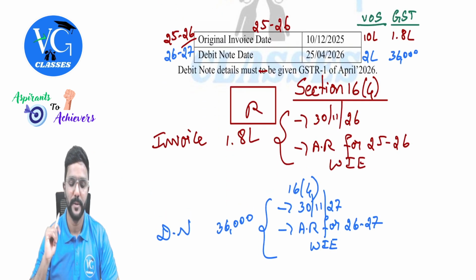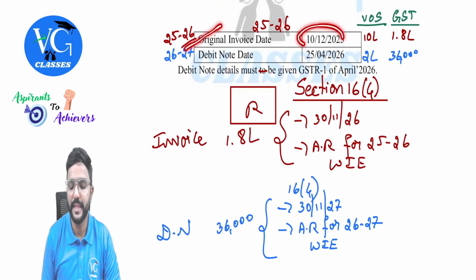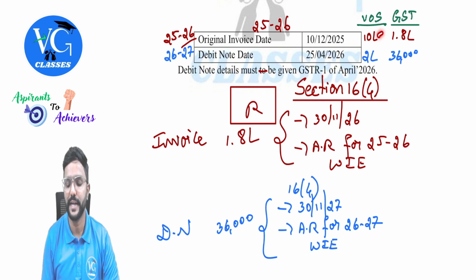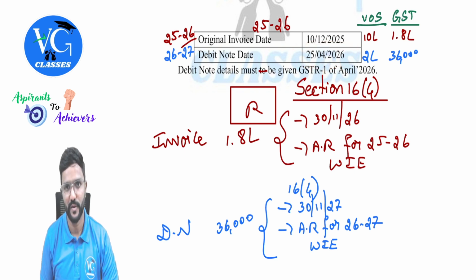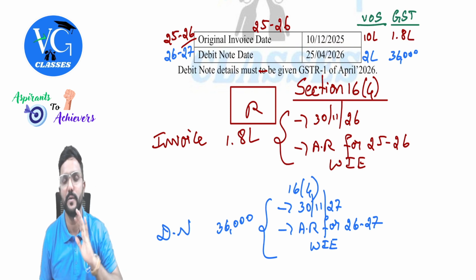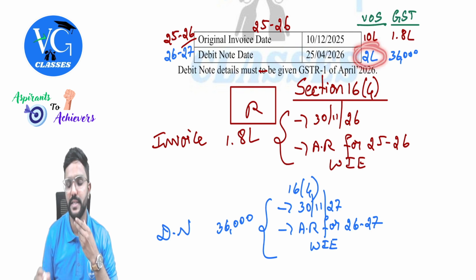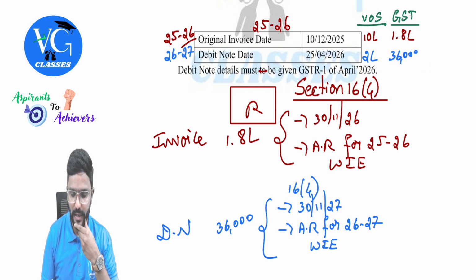Next, one more example. Assume the original invoice is issued on 10th December 2025, which falls in financial year 25-26. So the invoice is issued for 10 lakh plus GST at 18%, which comes to 1 lakh 80,000. Then for the same supply, again a debit note is issued on 25th April 2026. Same dates, whatever I had taken for credit note, same dates I am taking here. So debit note is issued for 2 lakh plus GST 18%, that is 36,000. Okay, sir. And the debit note details has to be given in GSTR 1 of April 2026, guys.